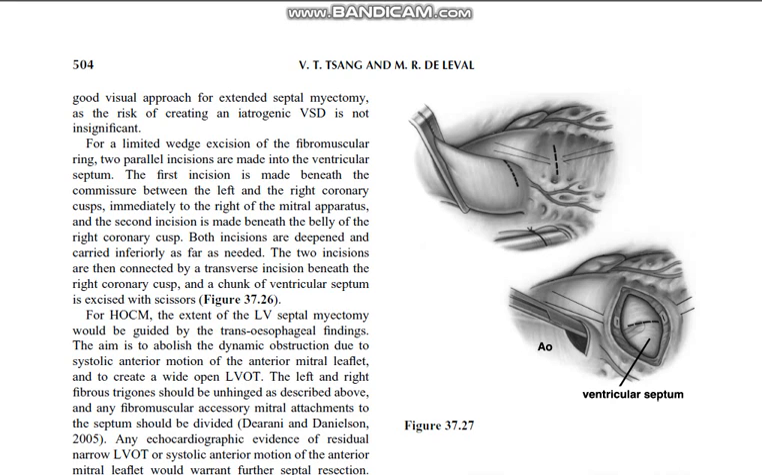Both incisions are deepened and carried inferiorly as far as needed. The two incisions are then connected to a transverse incision beneath the right coronary cusp, and the junk of ventricular septum is excised with scissors.